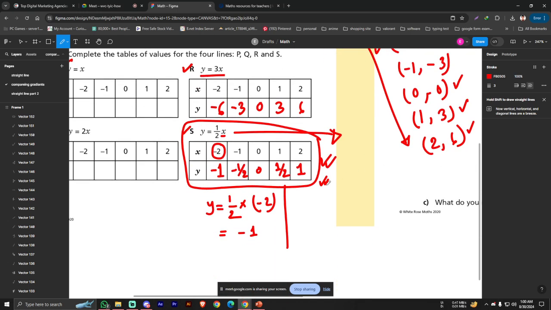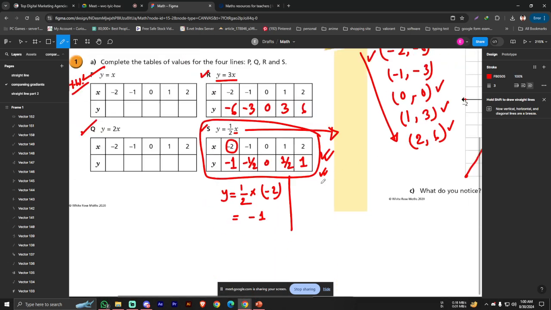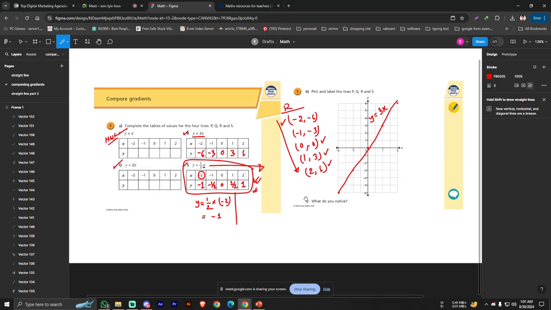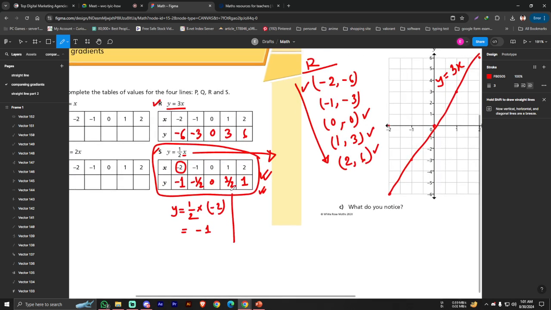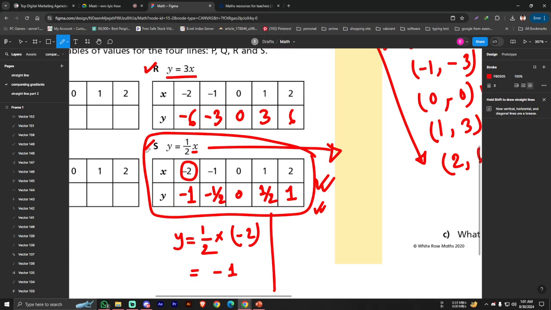Yes. So hold on. Okay. Should I do all four or just one? You should do only the S, okay. So only S. Yes. Y is equal to half X, right? Do this graph. Yes.